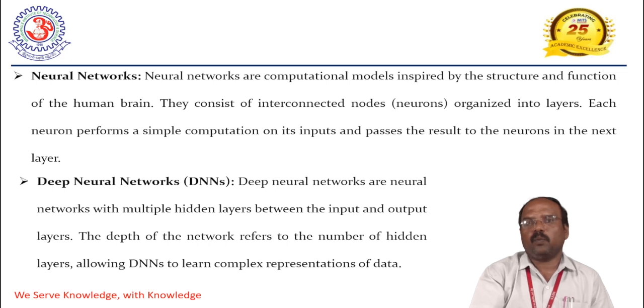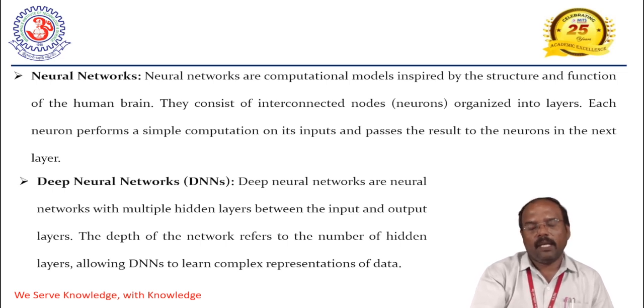These neural networks are considered computational models inspired by the structure and function of the human brain. They consist of interconnected nodes, that is neurons, organized into layers. Each neuron performs some simple computation on its inputs and passes the results to the neurons in the next layer. That comes in neural network.